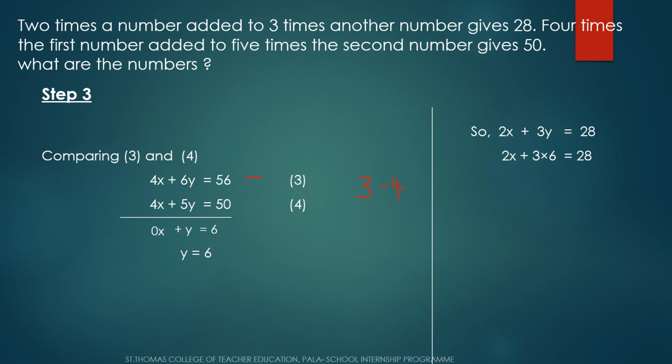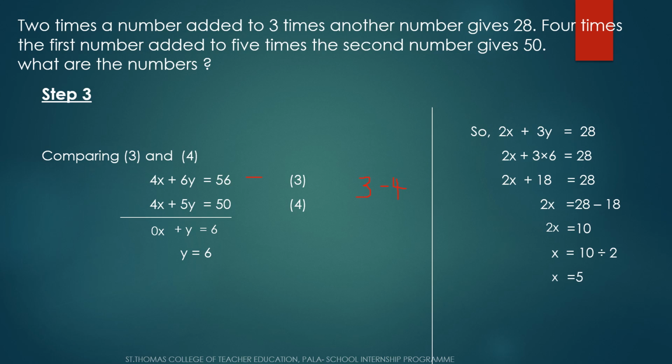Good. Then what is the next step? 2x plus 18 equal to 28. Good. Then next step. 2x equal to 28 minus 18 by method of inversion. So what we get? 2x equal to 10. 2 into x gives 10. Then what will be x? Yes, 10 divided by 2. And what is that? It's 5.